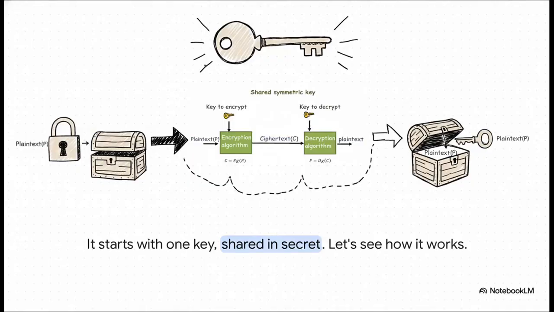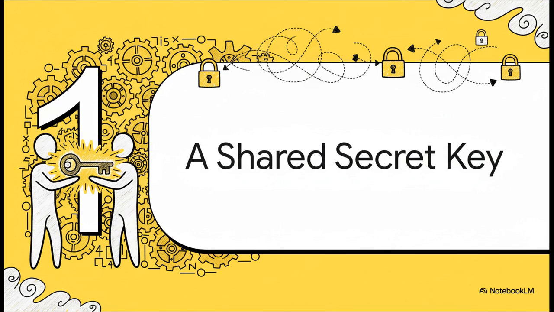So here's the whole idea in a nutshell. You start with your message, right? The plain text. It gets locked, or encrypted, using a very specific key. After it travels across the internet, the person on the other end uses the exact same key to unlock it. The entire system, the whole security of it, hinges on that one single key being shared and kept secret. And that, right there, brings us to our first big idea, this concept of a shared secret key.